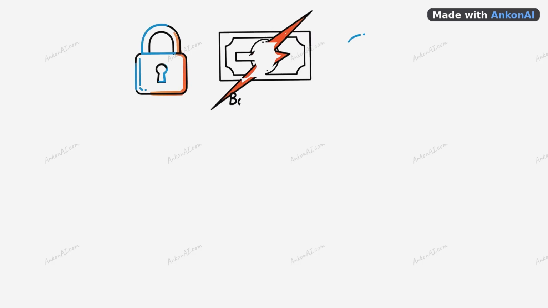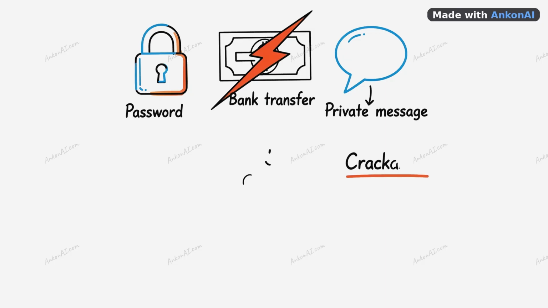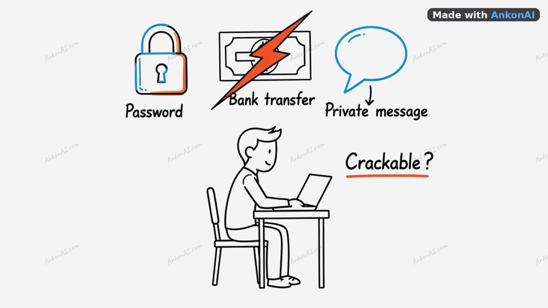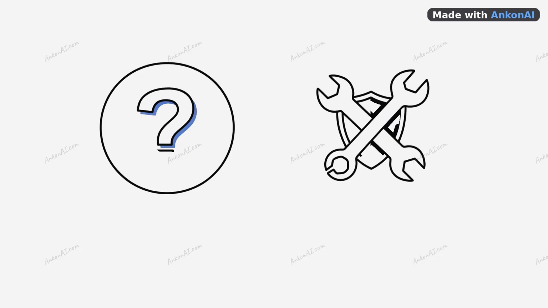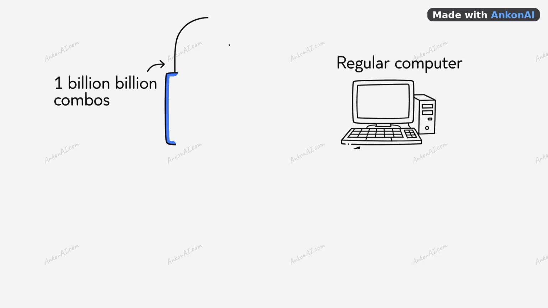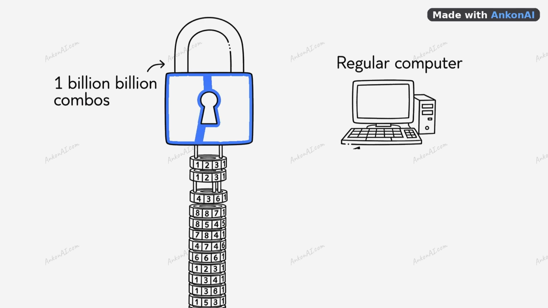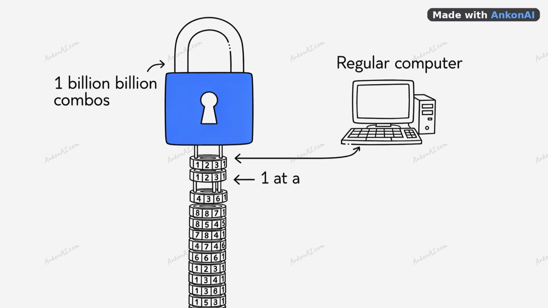Every password you've ever typed, every bank transfer, every private message, all of it could soon be crackable. Here's why and what's actually being done about it. Right now, encryption works like a padlock with a billion possible combinations. A regular computer tries one combination at a time.